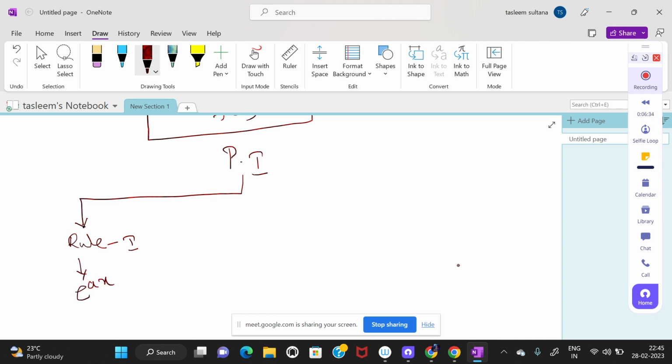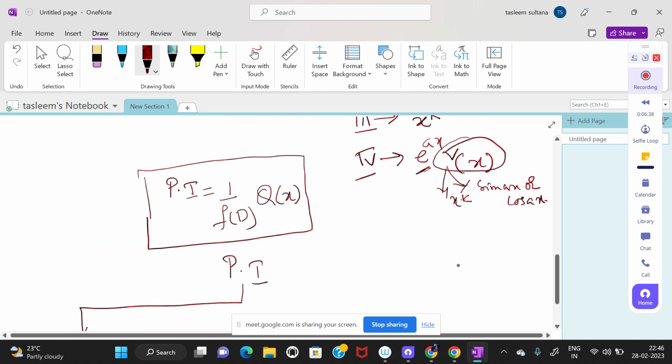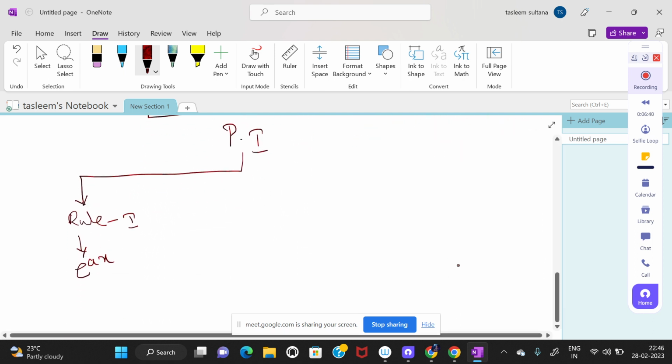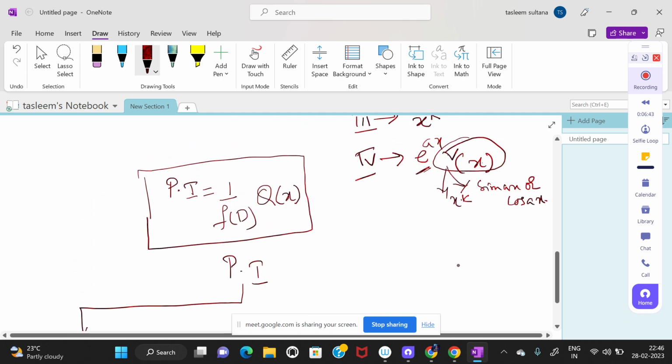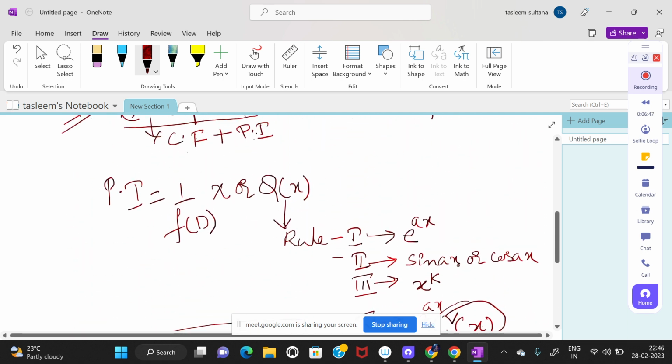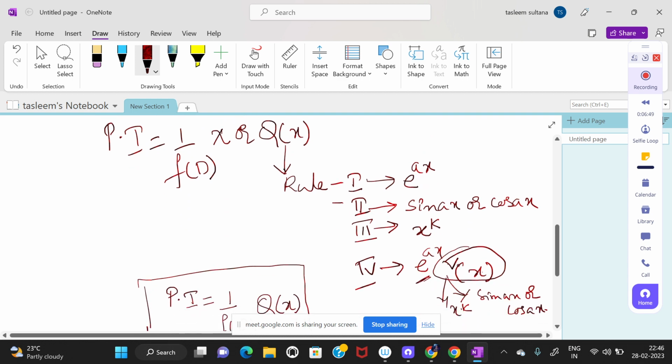Ma'am, can you just scroll up for one second? Can I see the top part? Ma'am, 1 by f of D, but where did Q of x come from? No, that is a notation. Either you can write it as x or you can write it as Q of x. This is only notation.